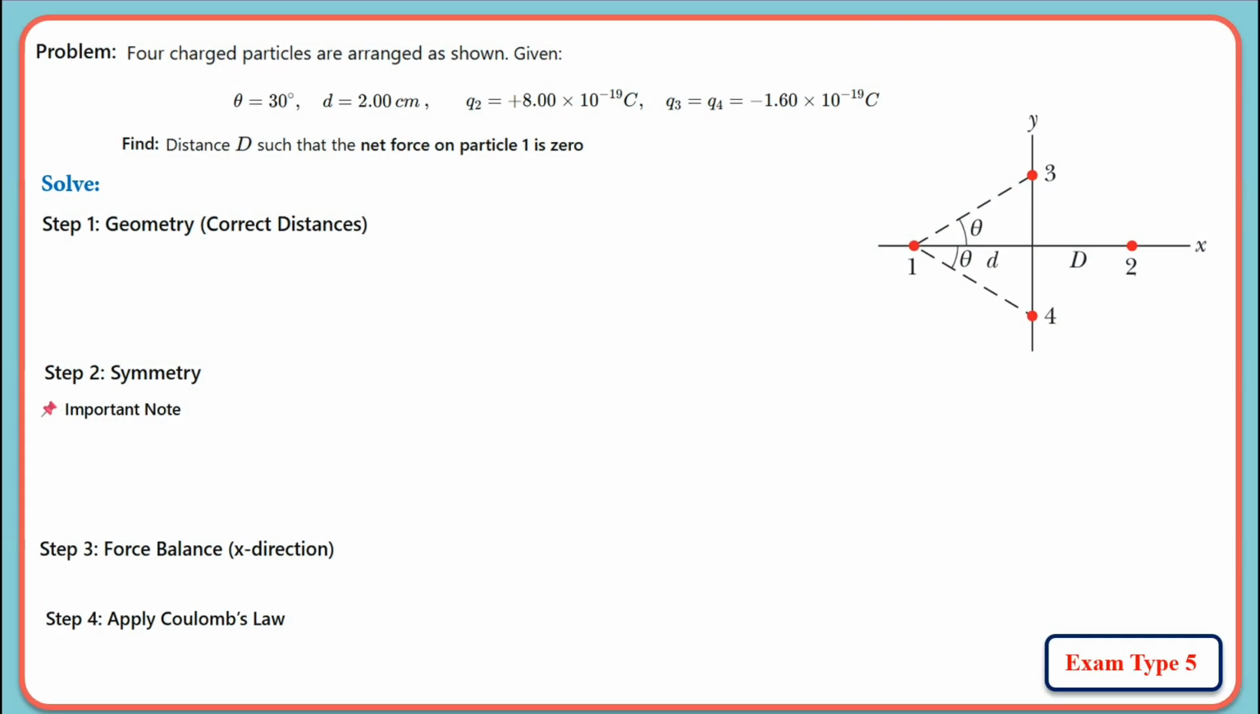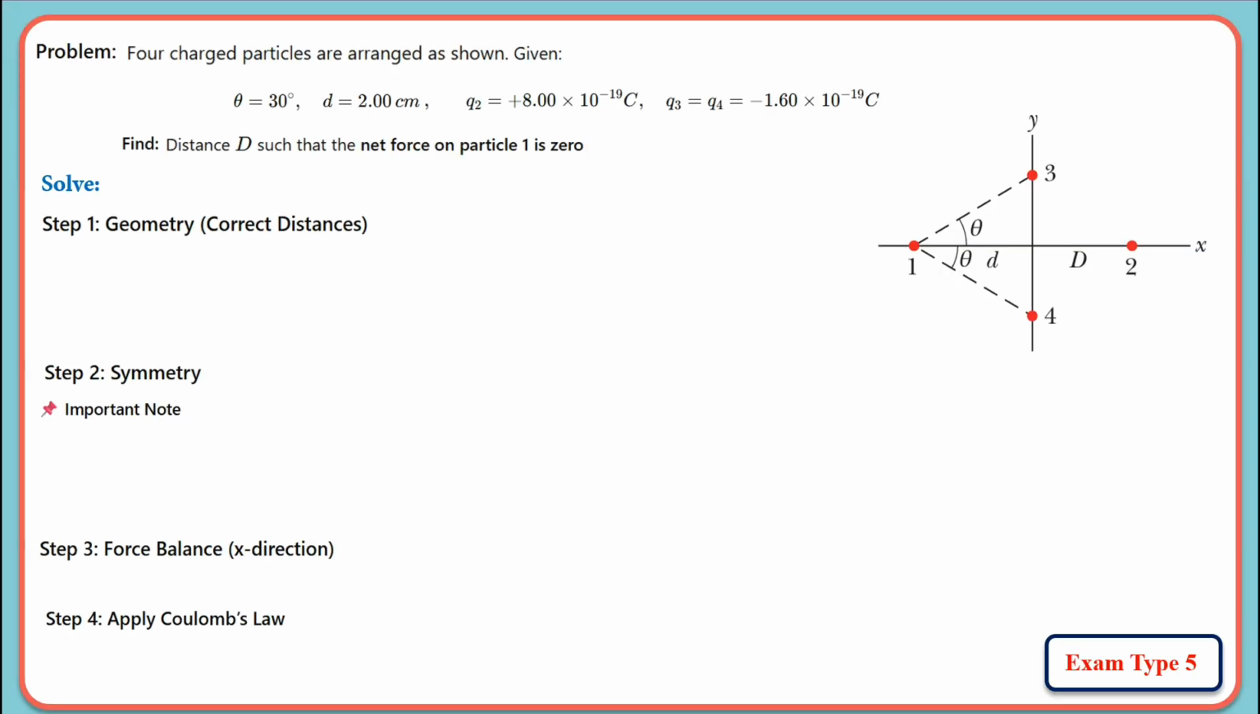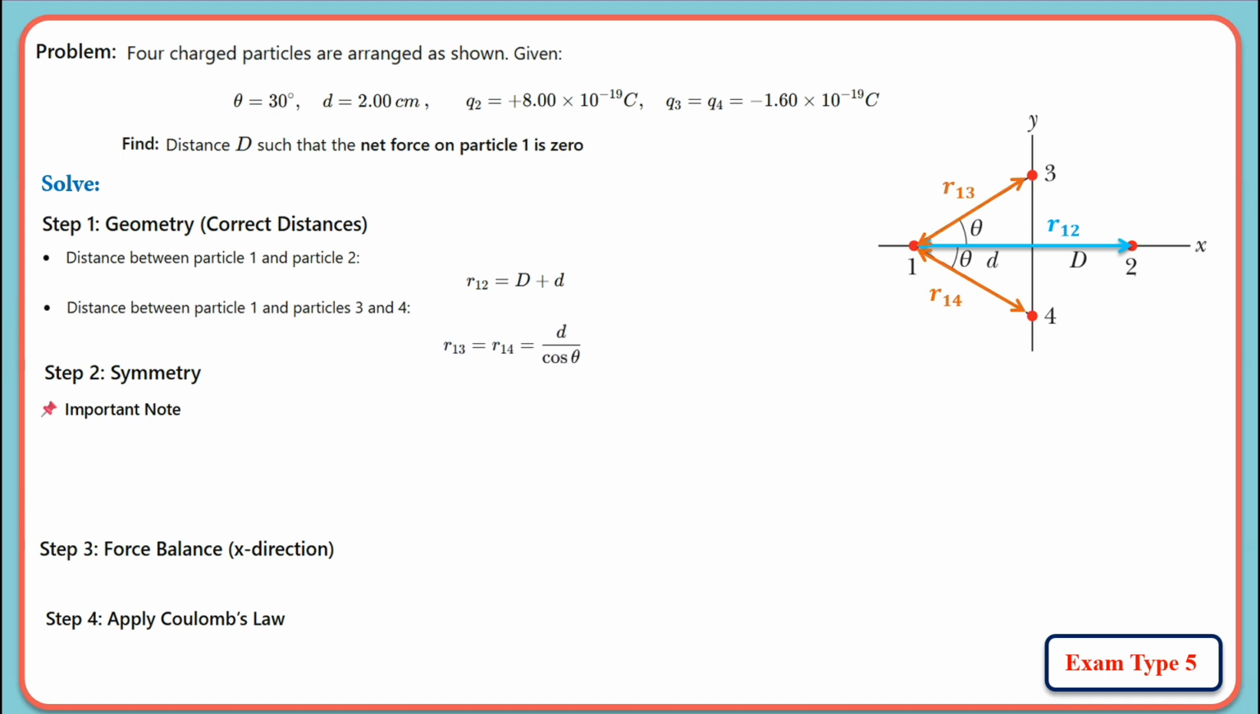All right, let's solve a classic equilibrium problem. We are asked to find the distance d such that the net force on particle 1 is 0. First, let's carefully look at the geometry of the system. The distance between particle 1 and particle 2 is d plus d. Also, using the angle, the distance from particle 1 to particles 3 and 4 is d divided by cosine theta.